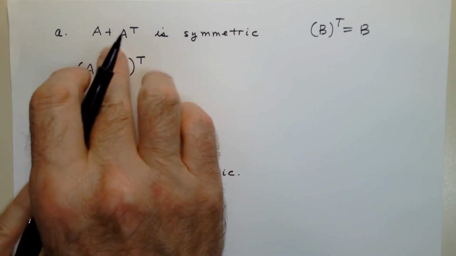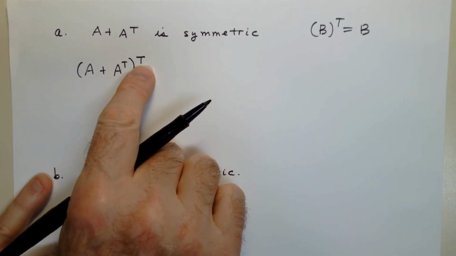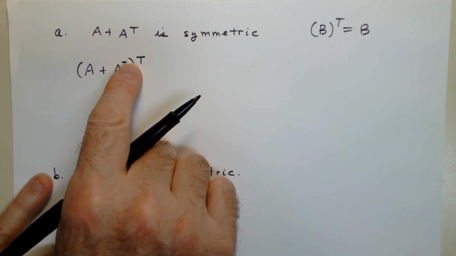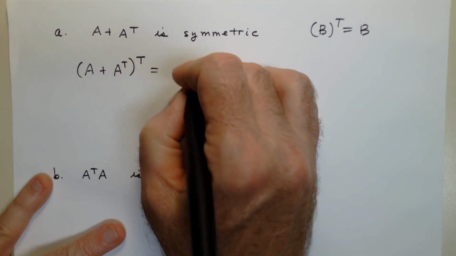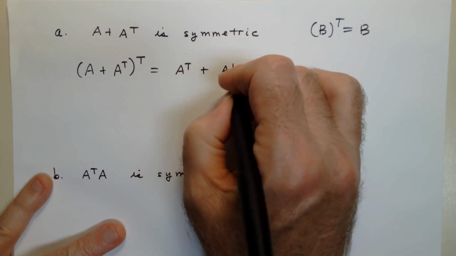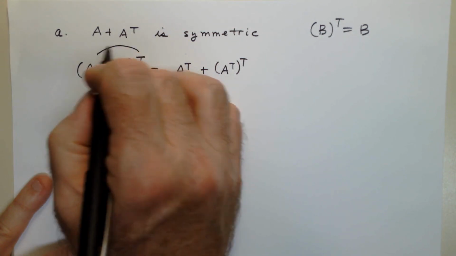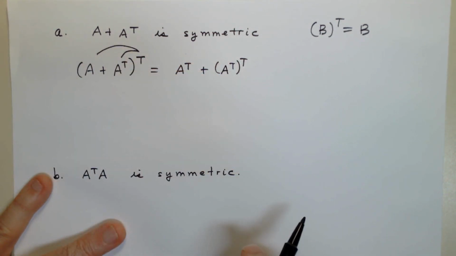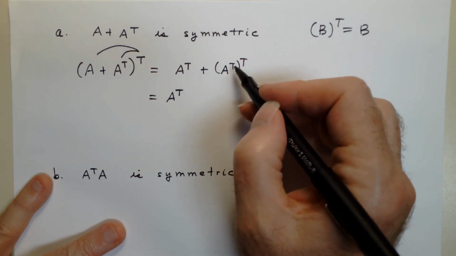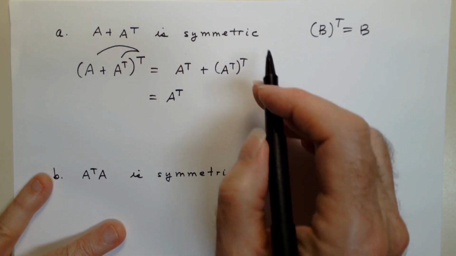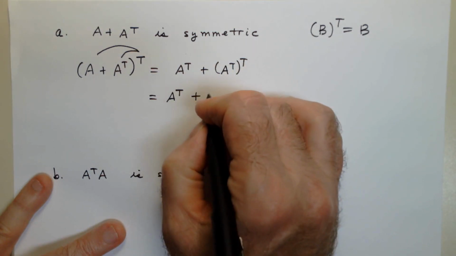I want to test the symmetry of this matrix by looking at its transpose. But let's remember that one of the important properties of the transpose is that, in a sense, it distributes over matrix addition. So I can think of this as A transpose plus A transpose transpose. All right, so I can effectively distribute the transpose over this matrix addition. I won't do anything with A transpose, but I will remember that transpose undoes itself, right? So if I take the transpose of the transpose, I'm just back to the matrix itself.